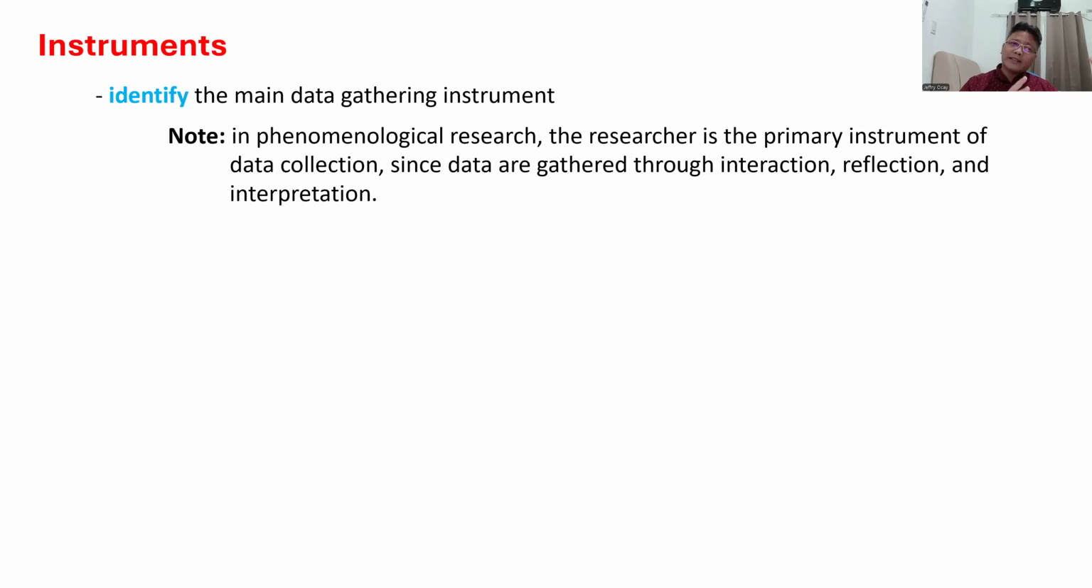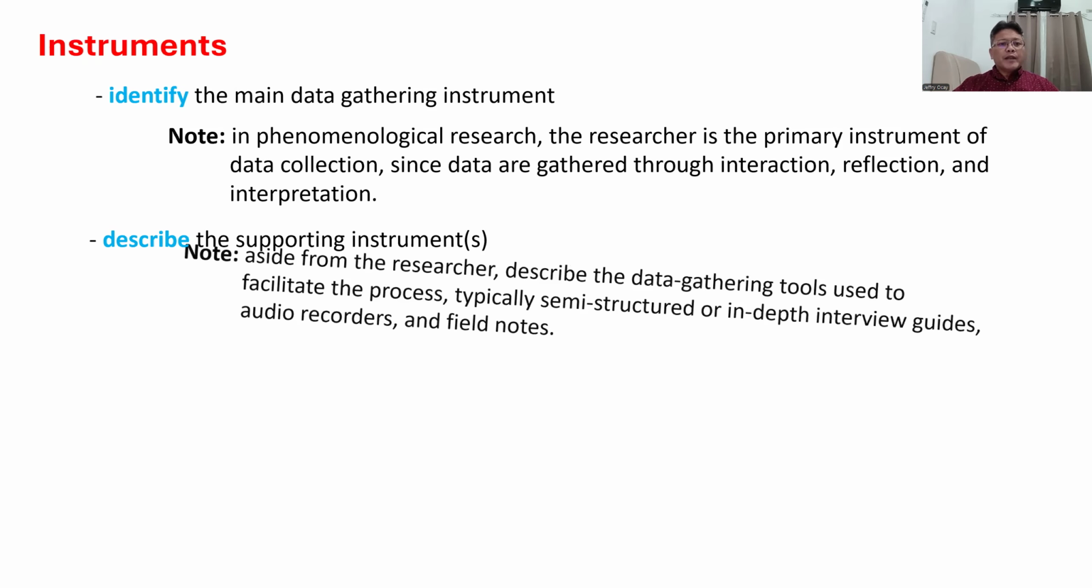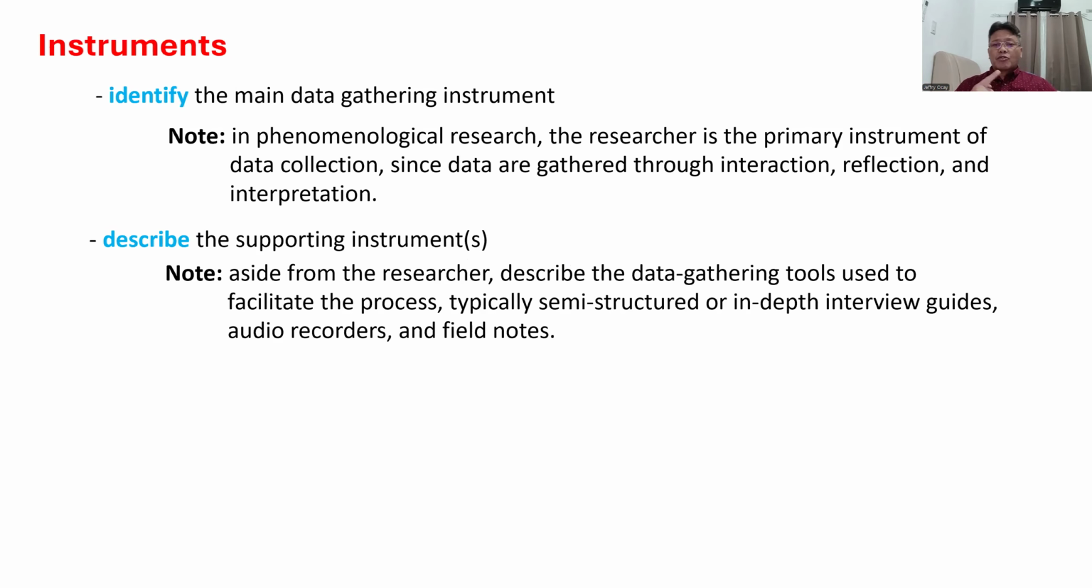So going back to qualitative research and phenomenological research design, the researcher again is the primary instrument. But of course, we have secondary supporting instruments. So next, you describe the supporting instruments. Here, aside from the researcher, you describe the data gathering tools used to facilitate the process, such as semi-structured or in-depth interview guides, audio recorders, and field notes. And then explain instrument validation.